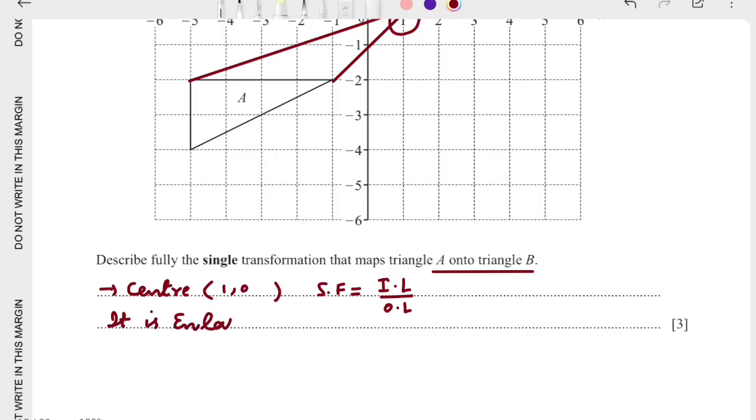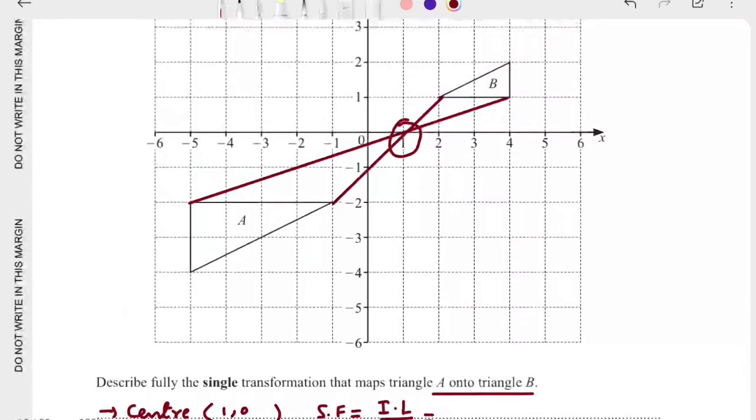enlargement with center 1, 0 and scale factor is equal to, we have to find scale factor as well. The image length, B is your image and A is your object. So image length divide by object length.